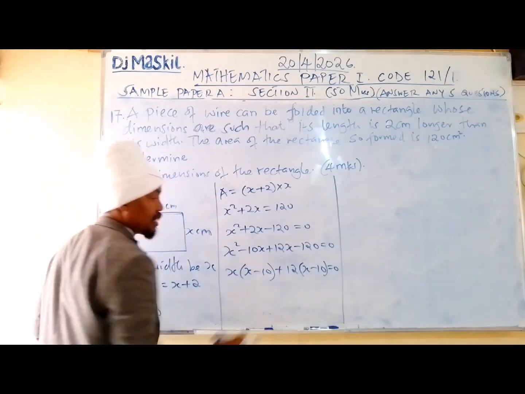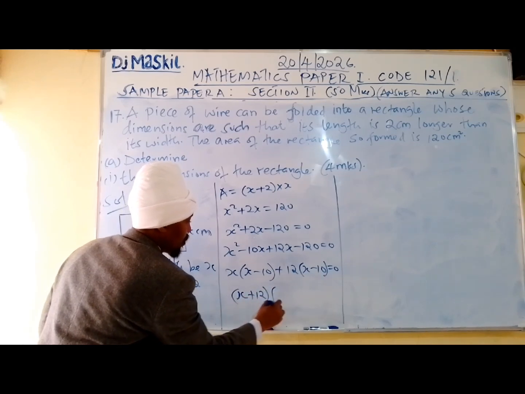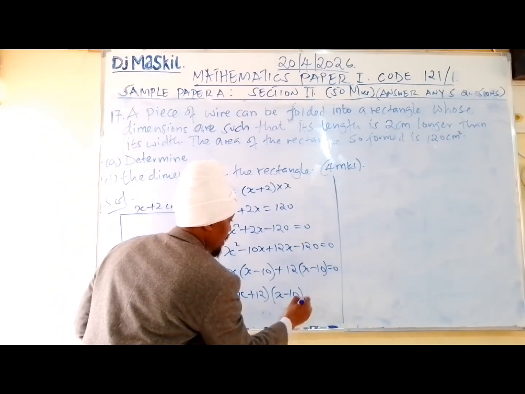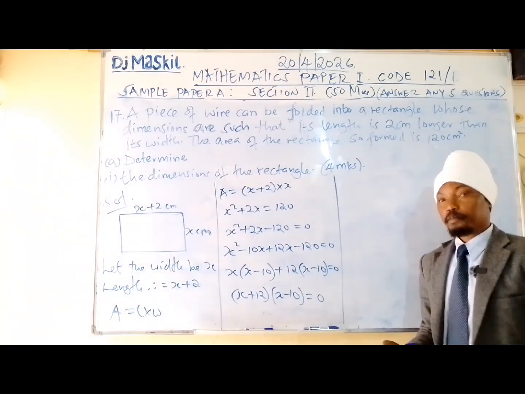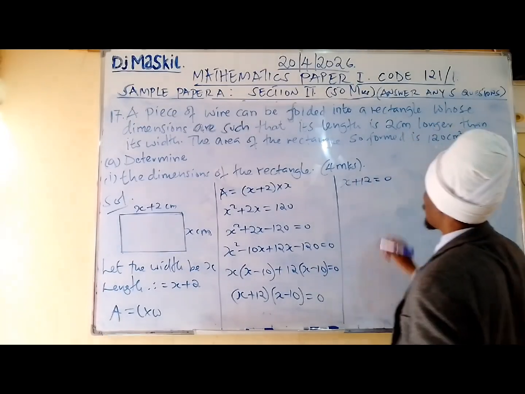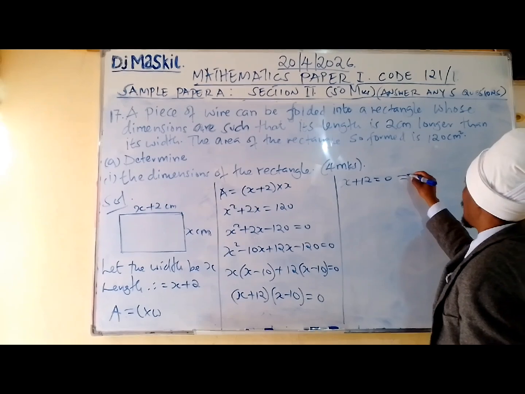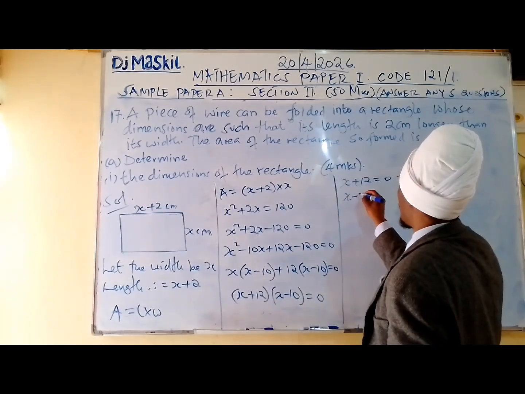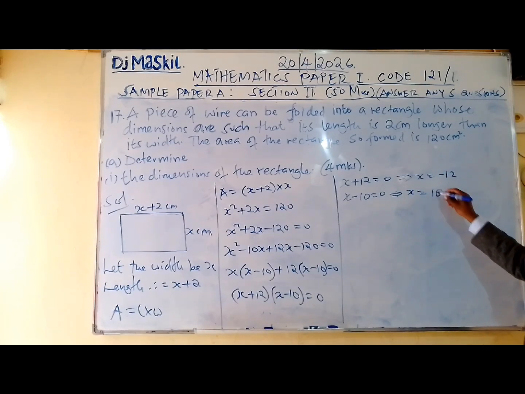Now, taking x and positive 12, you can say x plus 12 into bracket, and one of the brackets, which is x minus 10, is equal to 0. Therefore, either of them is a 0. So we can simply say x plus 12 is equal to 0. This one will give us x is equal to negative 12. And for the other part, x minus 10 is equal to 0. So this one will give us the x as positive 10.